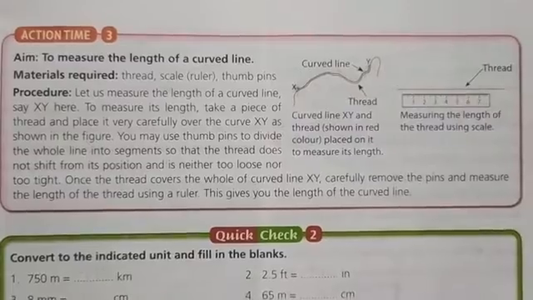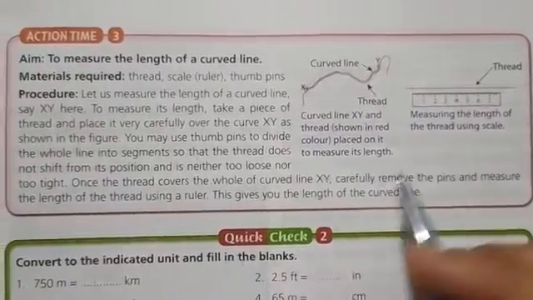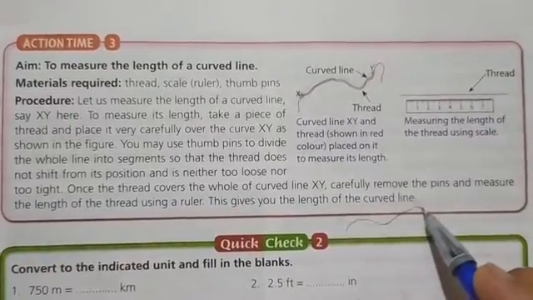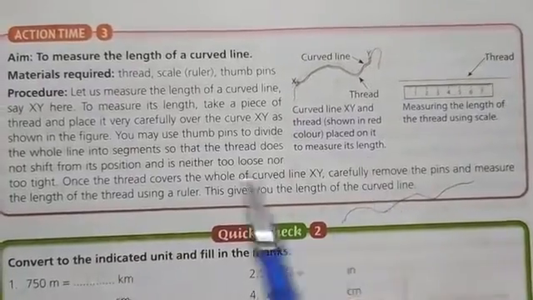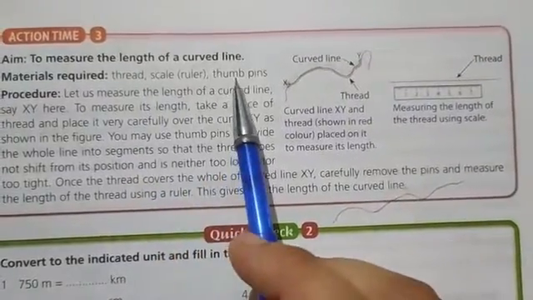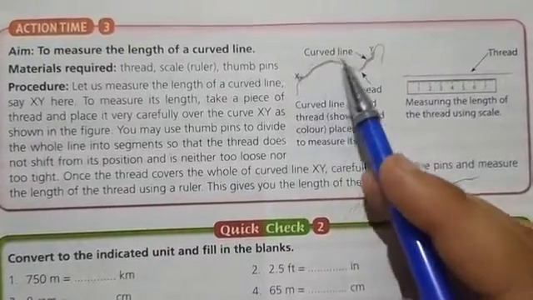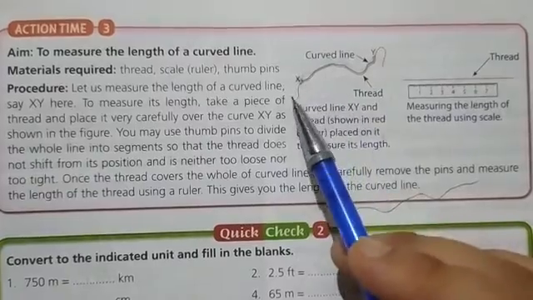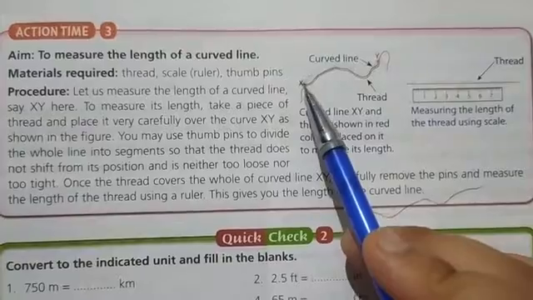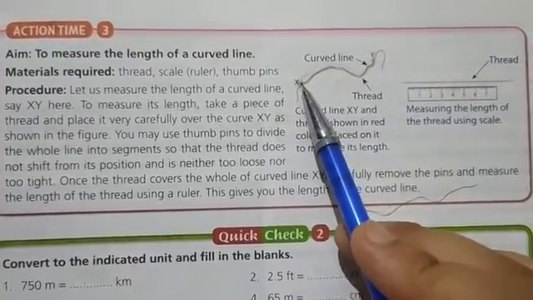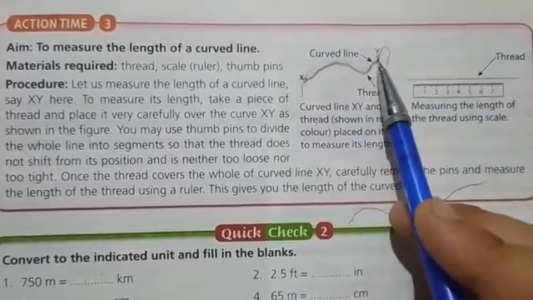Next is an activity for measuring the length of a curved line. How can we measure the length of a curved line? A curved line is one which is not straight, having a number of curves. And for this there is a very simple method. We just need a thread, a scale and some thumb pins. Let us say that this is the curved line whose length is to be measured. Firstly, we will take the thread and place it over the curved line like this, and then we will take 2 thumb pins and place them at the 2 end points, at point X and at point Y.